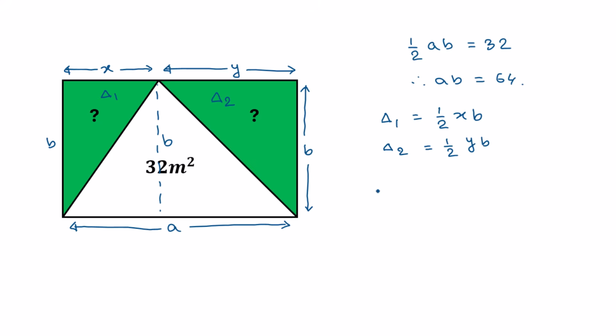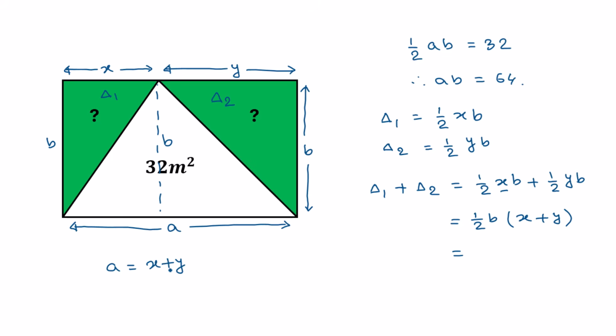So the total green area, delta 1 plus delta 2, the sum of these two, is half times X times B plus half times Y times B. Now taking common half times B, we will get half of B times X plus Y. This X plus Y is the same as the length of this rectangle, which is A. So A is equal to X plus Y.